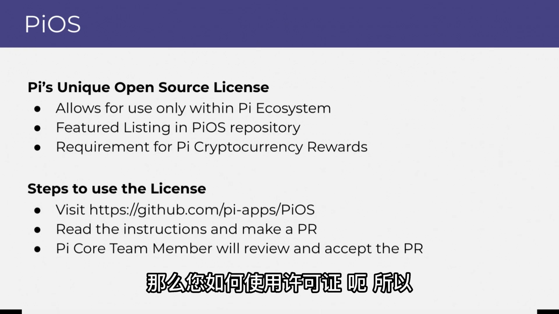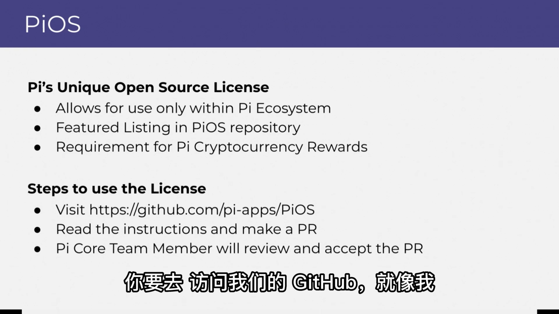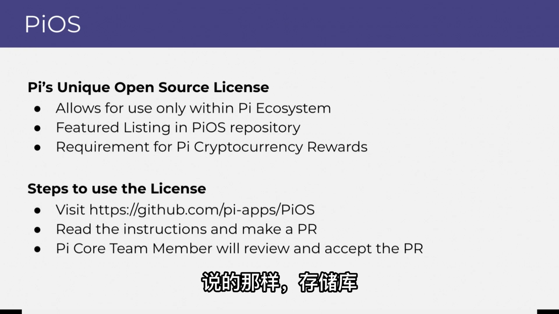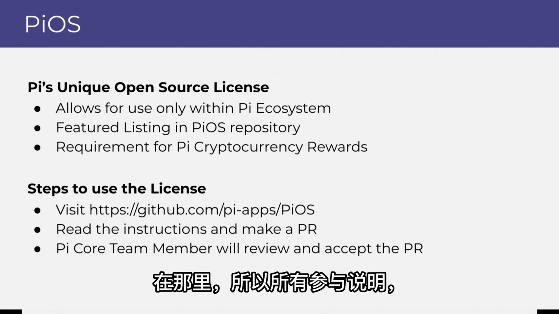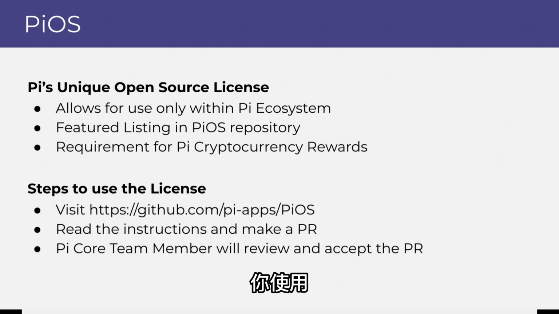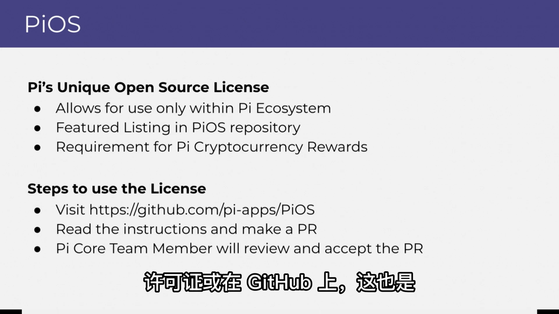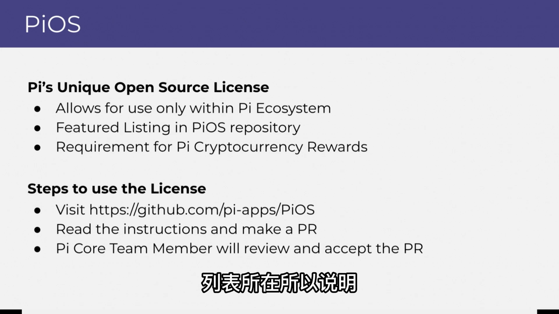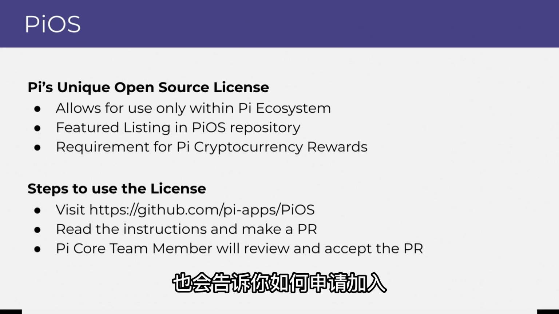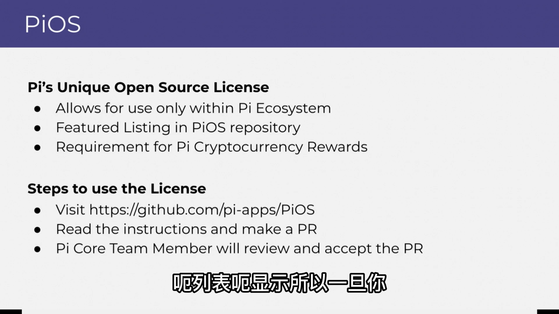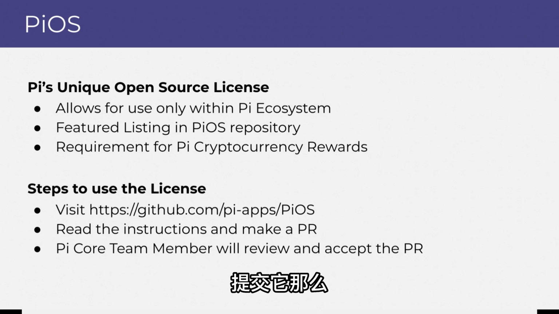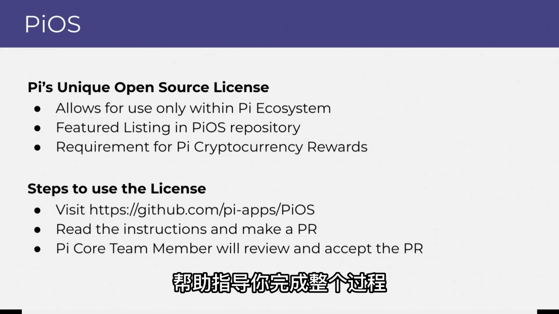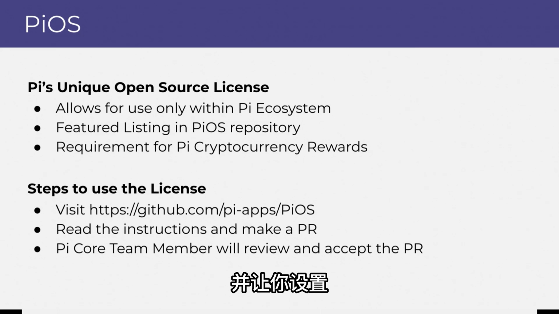And so how do you use the license? You're going to visit our GitHub. As I said, the repository is there. And so all the instructions to participate and utilize the license are on the GitHub. And that's also where the list is. So the instructions will also tell you how to apply to join the application list or the library list for display. And so once you submit it, then one of the members from the core team will take over and will help guide you through the process and getting you set up.